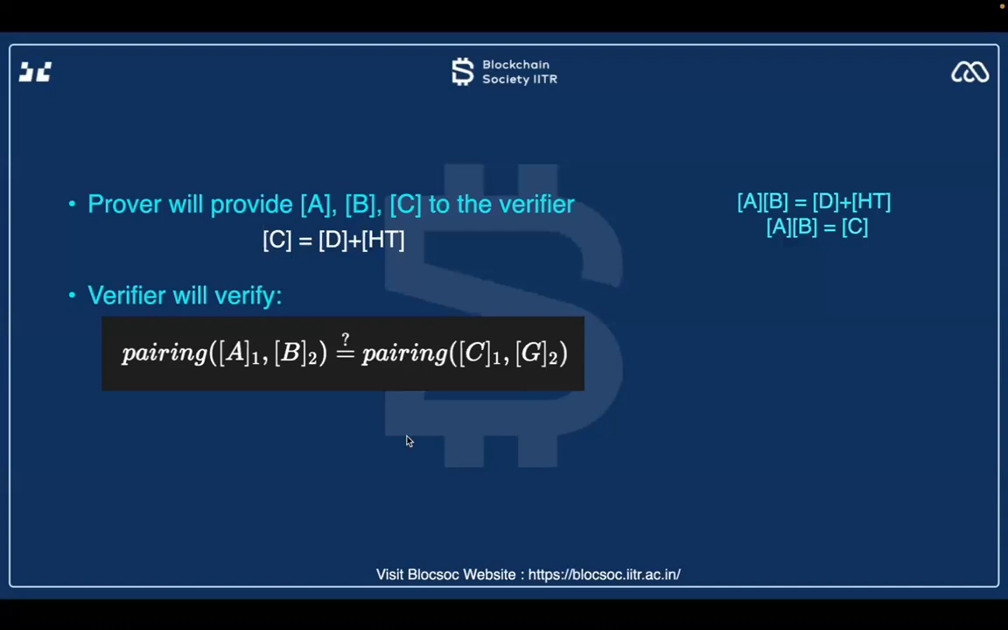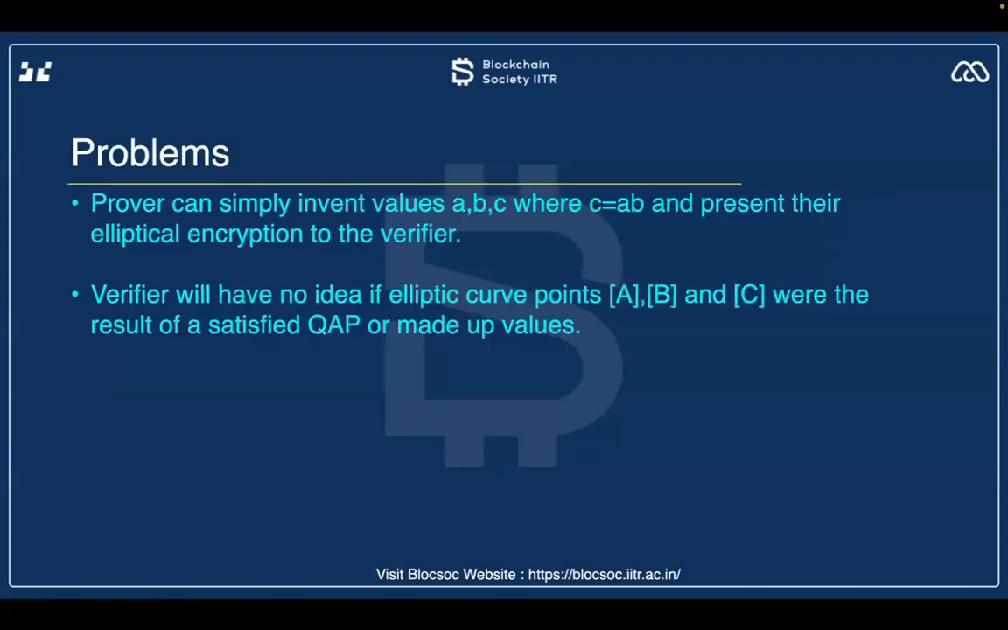So this was a very high level knowledge. You can just remember that we are only checking A B equal to C. So what are the problems in it? The prover can simply invent values where C equal to AB, and then encrypt them and provide this to the verifier, and the verifier will check C equal to A into B.